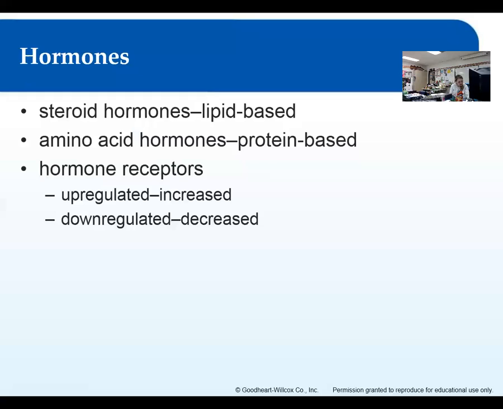One thing to know specifically for these hormones is that for steroid hormones, the receptor is in the cell's nucleus, versus amino acid hormones, where the receptor is on the cell membrane itself.